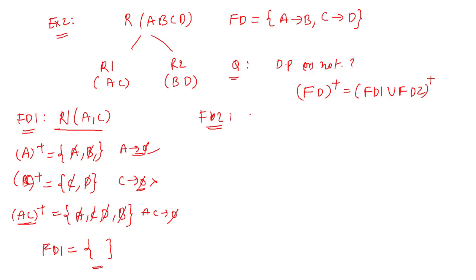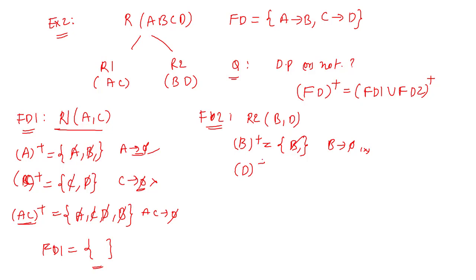That can be derived from R2. R2 contains B and D attributes. Let us calculate the closure of B. The closure of B is equal to B, which can determine itself. B can determine C? No, so nothing. And also B is a trivial attribute. We can remove this from this. So B implies phi. So this is not useful.